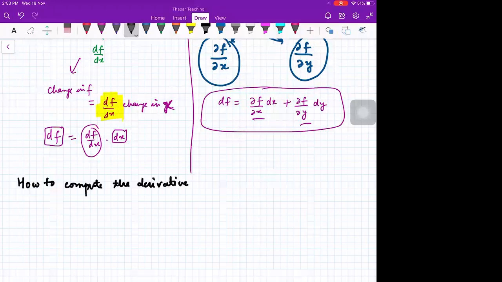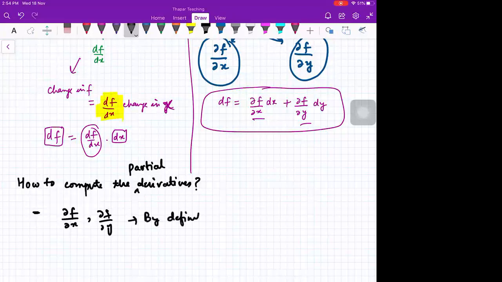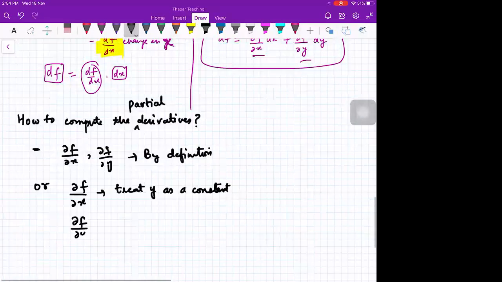So there are two ways. Derivatives means partial derivatives, because we are talking about functions of more than one variable. One way is to compute ∂f/∂x and ∂f/∂y by definition. I just wrote the definition above. Or, when you compute ∂f/∂x, treat y as a constant, and when you compute ∂f/∂y, treat x as a constant. Okay, so I will give you examples.